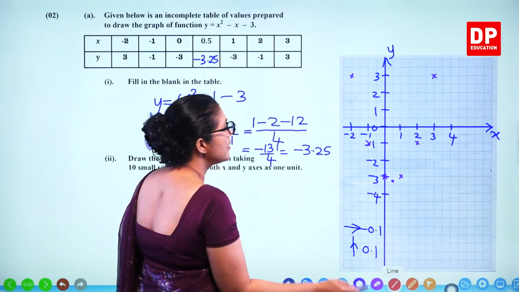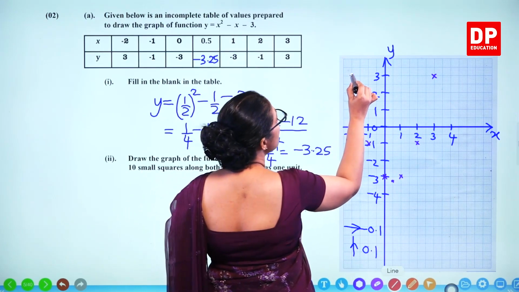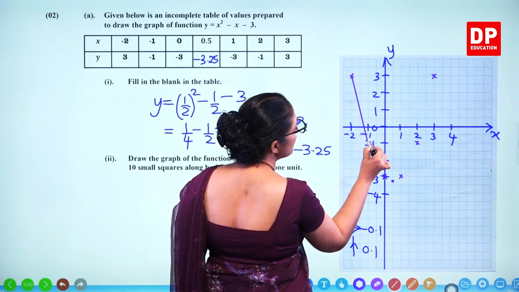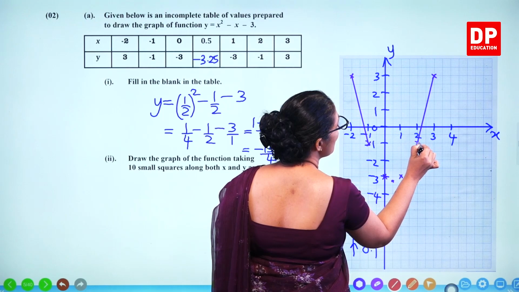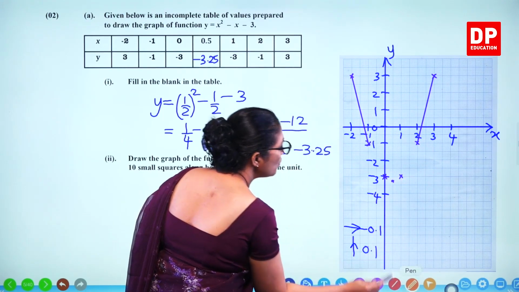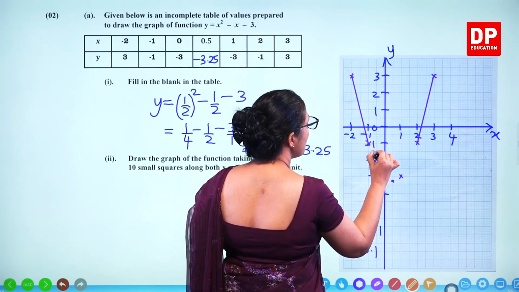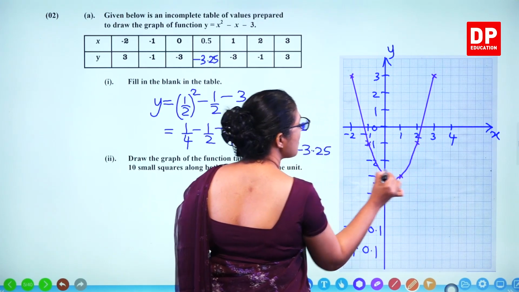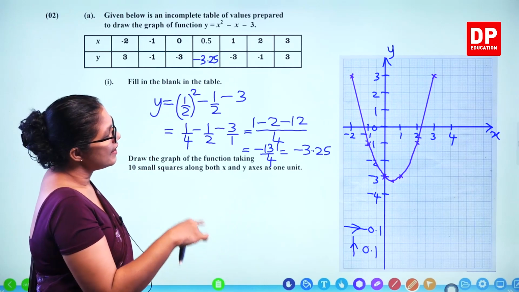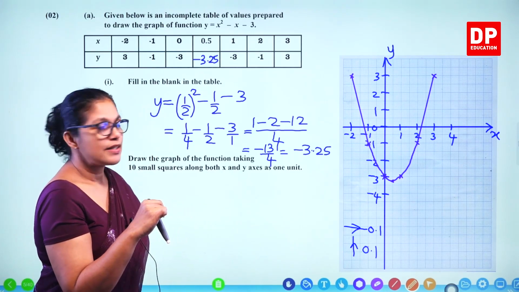So you can connect here to here with a ruler, not the other points, only the corner points. Now you can smoothly connect the other points. So something like this and something like this. So that's the quadratic graph.